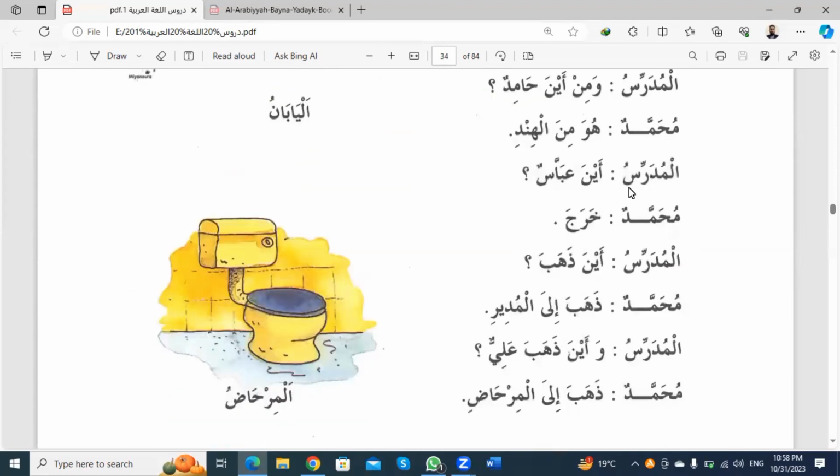So this one is al-Mudarris, the teacher says, Aina Abbasun, where is Abbas? So his student wants to say he got out. So it means that it is the past tense. Kharaja means it is the past tense. So he got out. Zahaba means went. So if we say where did he go, aina zahaba. I think it is very simple, but it's your first time. That is why you are a little bit confused. So aina zahaba, where did he go?